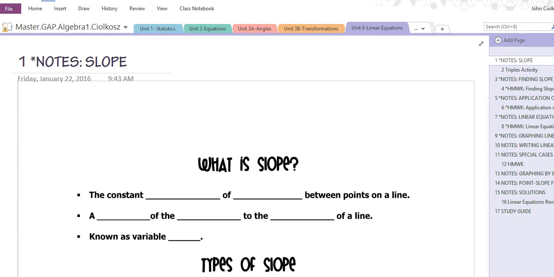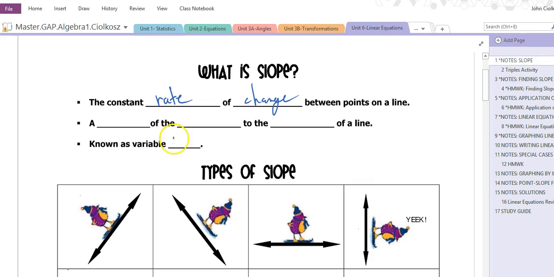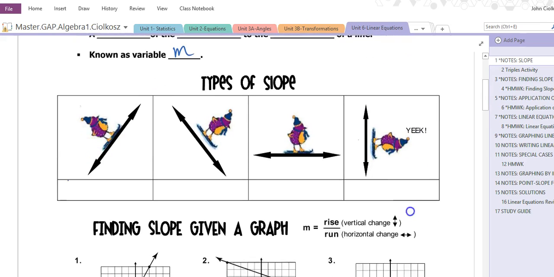So our first concept is talking about slope. Slope is known as the constant rate of change between points on the line. The idea here, it's known as variable m. For some reason we just go with that, so again you'll see me use that for slope.